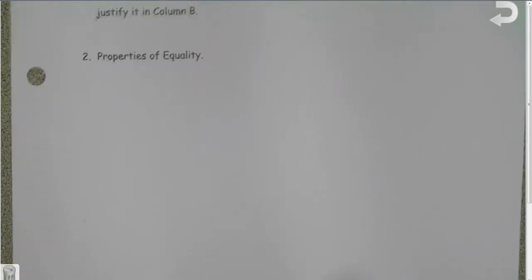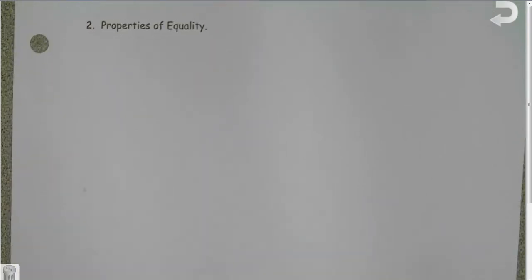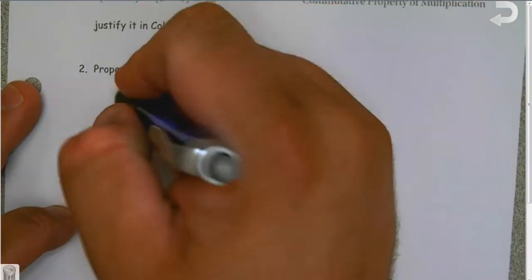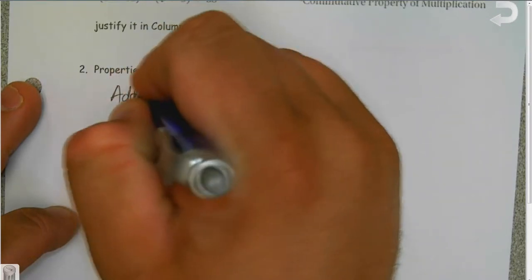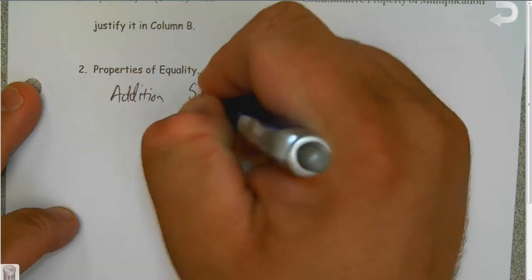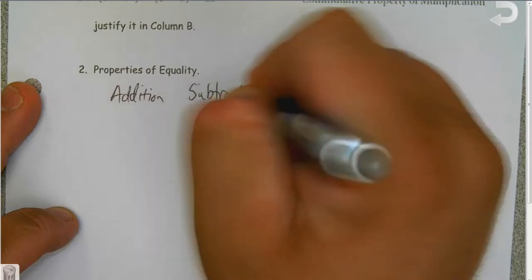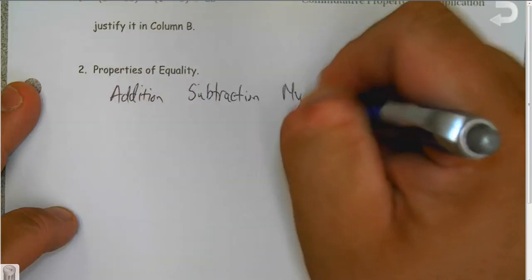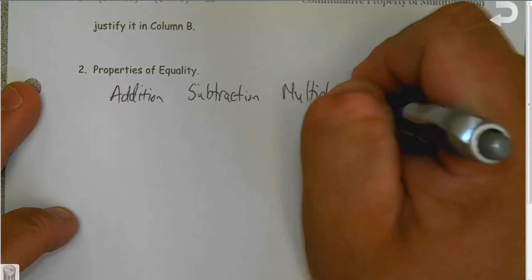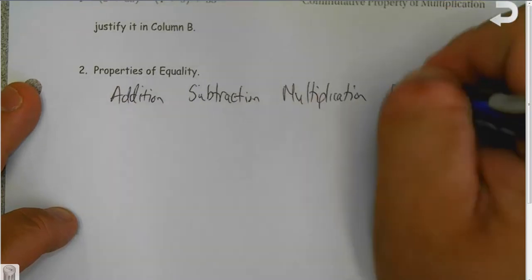Properties of equality. You used to have a really big graph here. But I just want you to remember there are four properties of equality that are pretty easy. They are addition, subtraction, multiplication, and division.